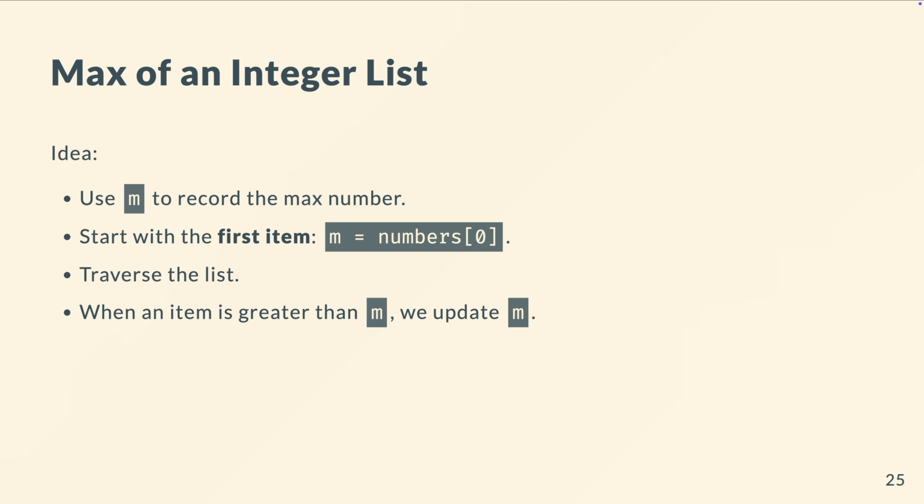Traverse the list, just like the elephant walking through the cornfield. If an item x is greater than m, we update m to x. It's like dropping the old corn and picking up the new corn.